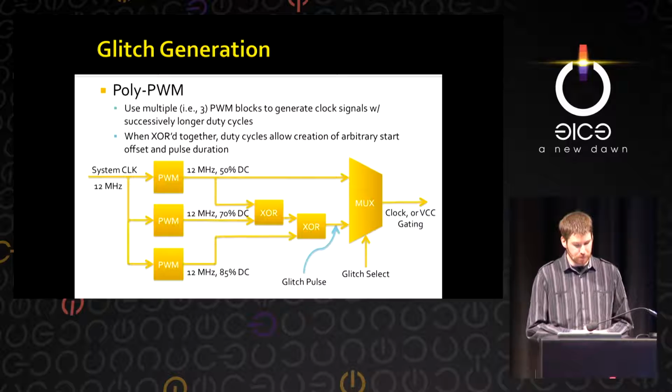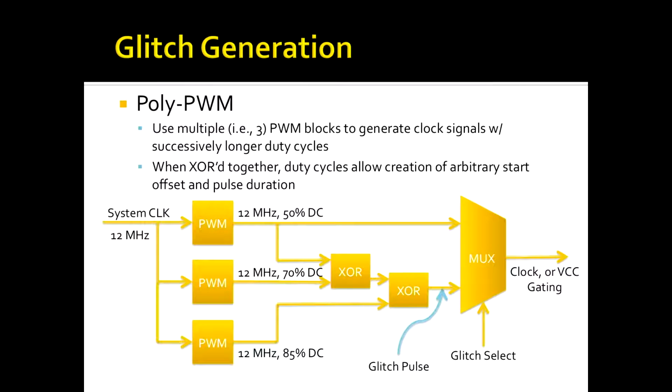So this is where you use multiple pulse width modulation blocks to generate clock signals with successively longer and longer duty cycles. So now in this case, instead of changing the frequency, we just keep our system clock at 12, 12, 12, 12, all the way through these blocks, but now we have a 50% duty cycle, which means half of the waveform, there's equal parts on and off in the cycle of a waveform. So you'll see in the picture, 70% means that the waveform is on 70% of the time, off 30% of the time. And then the third one is 85%.